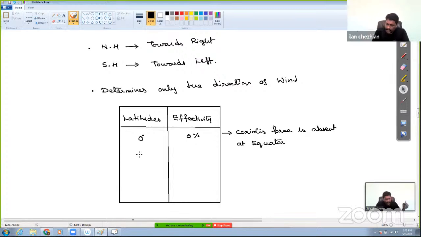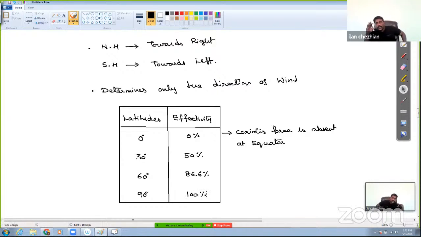Right? And somewhere around 30 degrees, the Coriolis effectivity is 50%. Somewhere around 60 degree latitude, the effectivity is around 86.6%. And at 90 degrees, it is around 100%, my friend. So what can you write? One thing I told you, at the equatorial region or at equator, Coriolis force is absent.